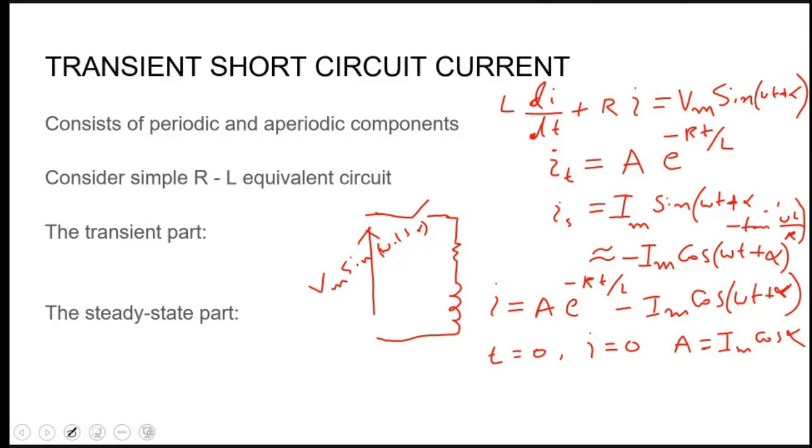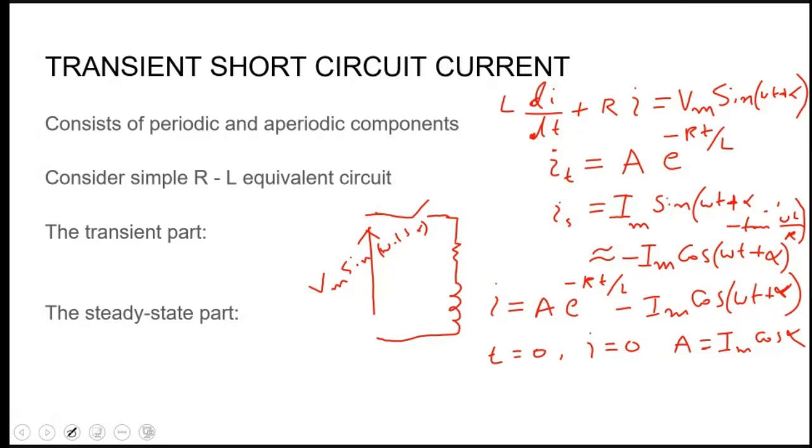Now with this, the current equation can be written as Im cos alpha into e to the power of minus Rt by L minus Im cos(omega t plus alpha). And when will this current be maximum, the peak? At what instant of time? Switching can happen at any time t, right? So at what instant of time, if the switching occurs, is the current maximum?